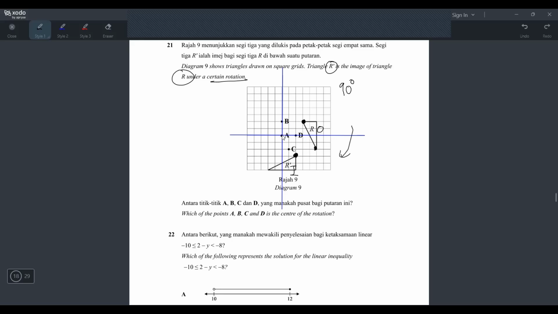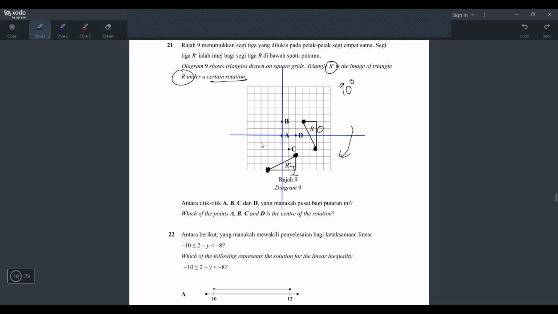What about this point? From A, horizontal 1, 2, 3, 4, 5, vertical 2. Horizontal 5, vertical 2. But rotate 90 degree clockwise will be where? Because this one is here. So after you rotate, it will be here. So you have to terbalik. Horizontal 5, vertical 2, terbalik jadi horizontal 2, vertical 5. So it's horizontal 2 here, vertical 1, 2, 3, 4, 5, which is exactly reach here.